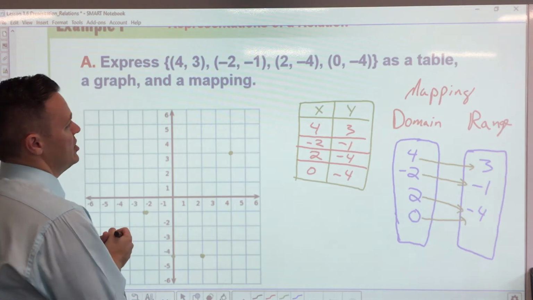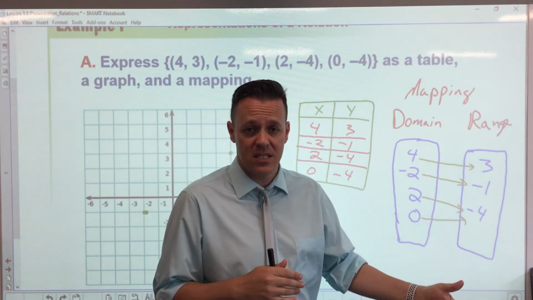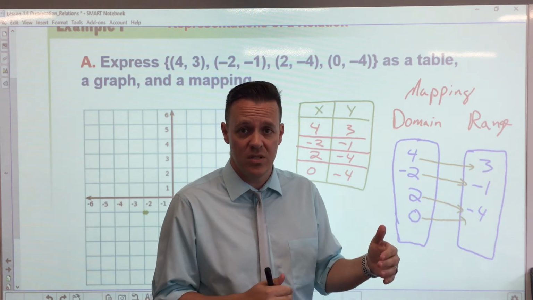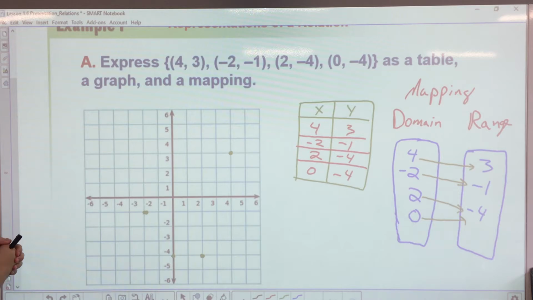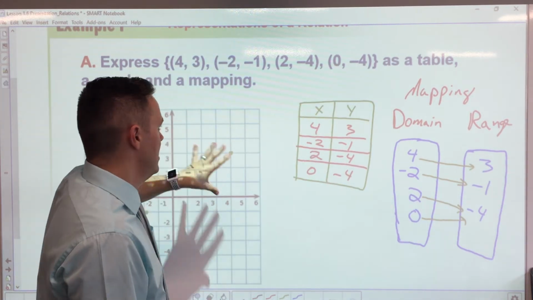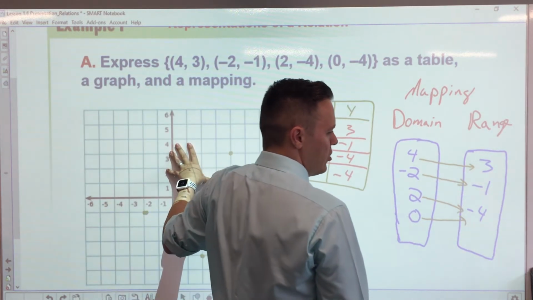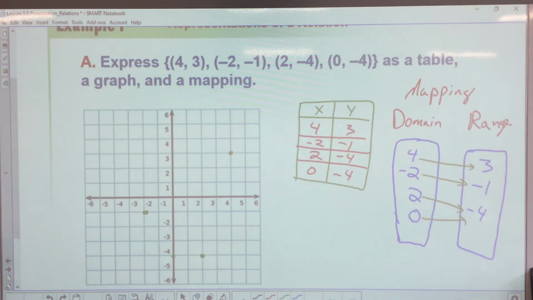And this is going to lead into the next lesson, which is talking about functions. So this is your setup and your precursor to everything. This is set up right here as coordinate points. This is your graph, your table, and your mapping. Please make sure you guys have those down in your notes.